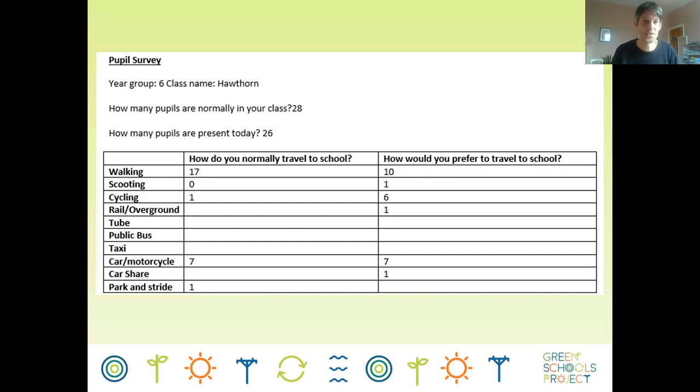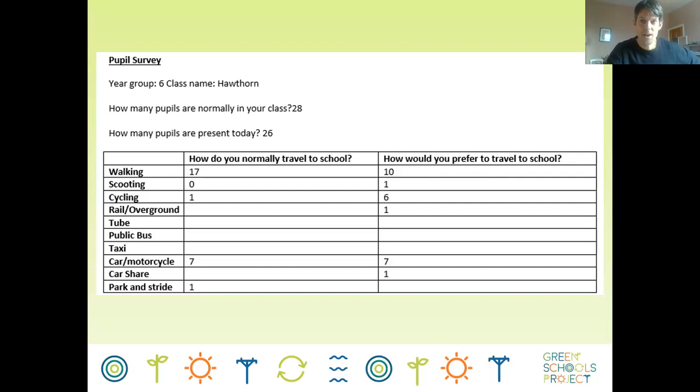And this is an example of Hawthorne class. They asked all of the children in the class, which is some of you, how do you normally travel to school, and how would you prefer to travel to school? We're only really interested in how you normally travel to school, because that is how people do it at the moment. And we got those answers.